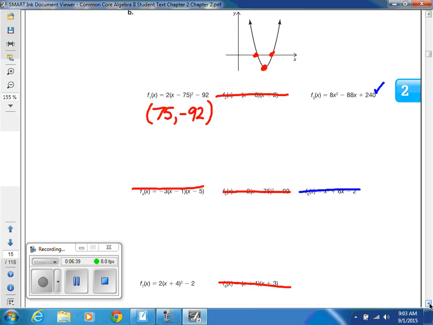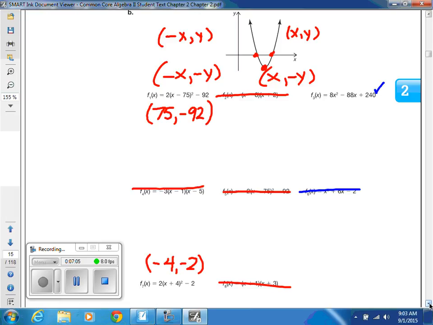Well, here's what you know. Could it be -75, -92? Yes, it could. Okay. We don't know what it is. It could be that. That one stays. What about this one? Could it be -4, -2? That's down below, right? Why not? Wrong quadrant. Okay, that one's out. So which two could it possibly be? It could be this one, and it could be that. Yeah, it could be 1 and 3.